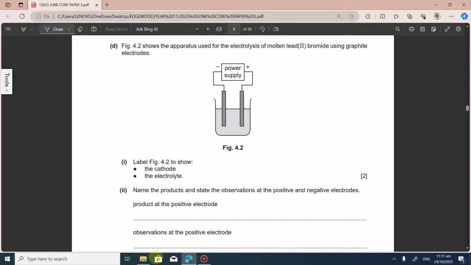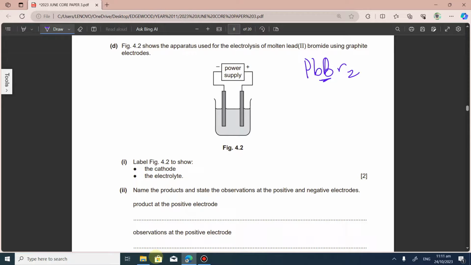Figure 4.2 shows the apparatus used for the electrolysis of molten lead-2 bromide using graphite electrodes. So we're looking at lead-2 bromide, which is PbBr2, in the molten state. The first question says, label figure 4.2 to show the cathode and the electrolyte.